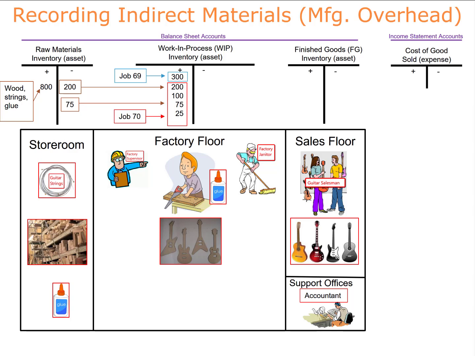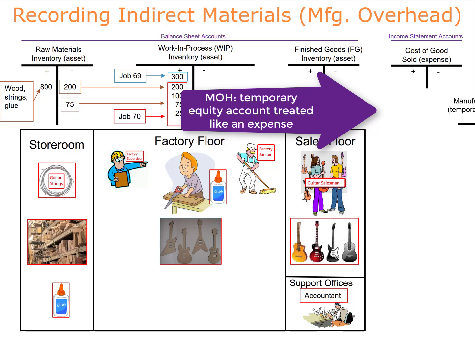On May 30th, Willie the woodworker notices that he has run out of glue. So he requisitions $5 of glue from raw materials to use on the factory floor. Because the glue will be used in many different jobs, the cost of the glue is an indirect cost. And because it's a material, it's considered more specifically indirect materials. Recall that indirect costs are part of an account called manufacturing overhead.